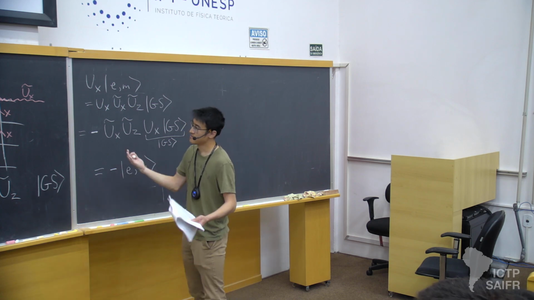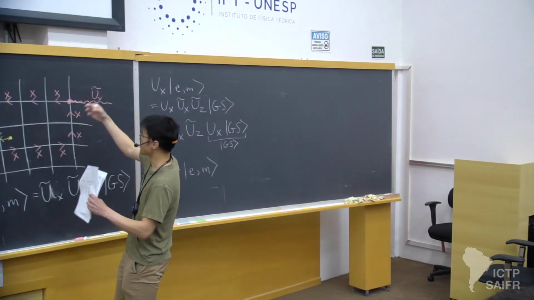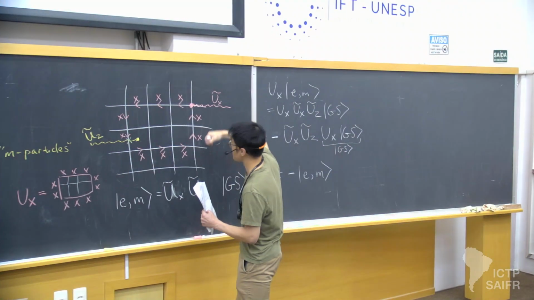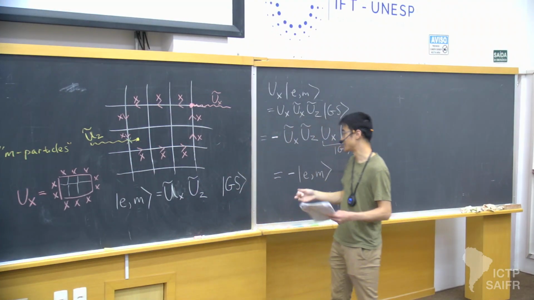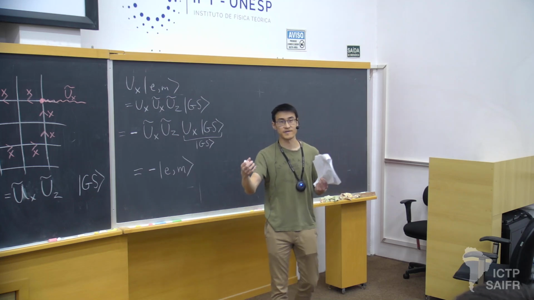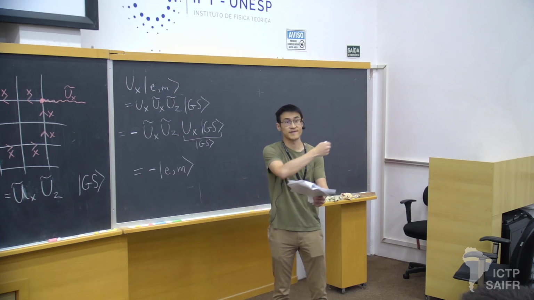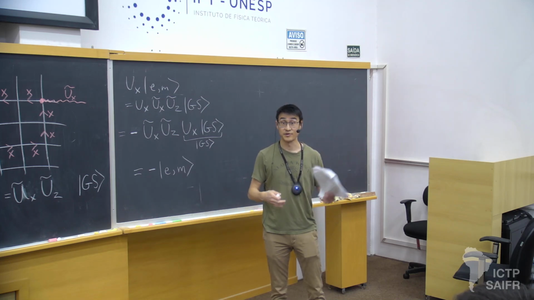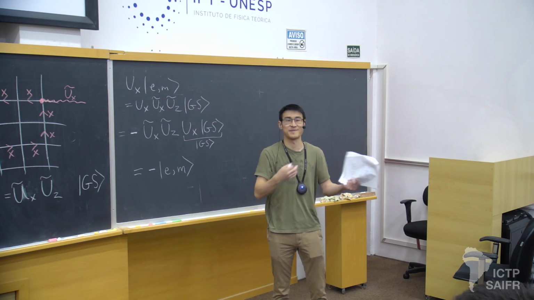So the summary here is that by moving an E particle all the way around an M particle, I actually get a non-trivial phase factor of -1. So this E and M particles actually have non-trivial mutual statistics. Okay, they're not bosonic with respect to each other, right?